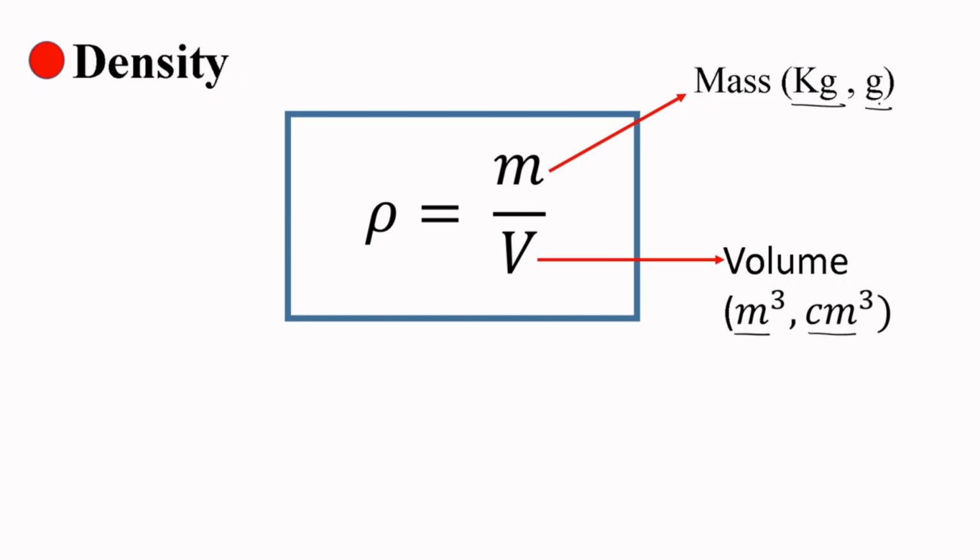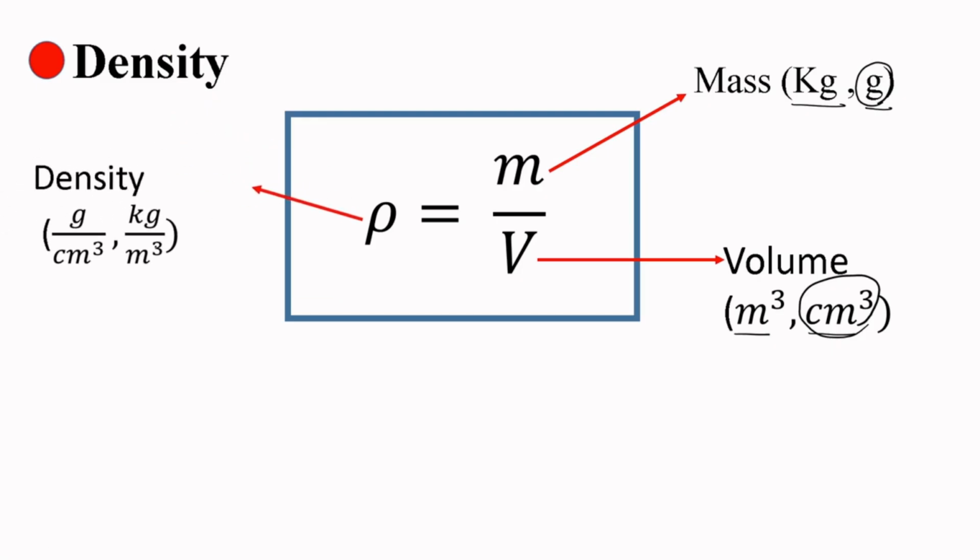Okay, if I have mass based on gram and if I have volume based on cubic centimeter, the unit of density or rho is going to be gram per cubic centimeter, because as you can see, those two terms are dividing by each other. And if I have mass based on kilogram and volume based on cubic meter, the unit of density is going to be kilogram per cubic meter. As I told you, other units are not common, so the units that we are going to use for density are gram per cubic centimeter and kilogram per cubic meter.